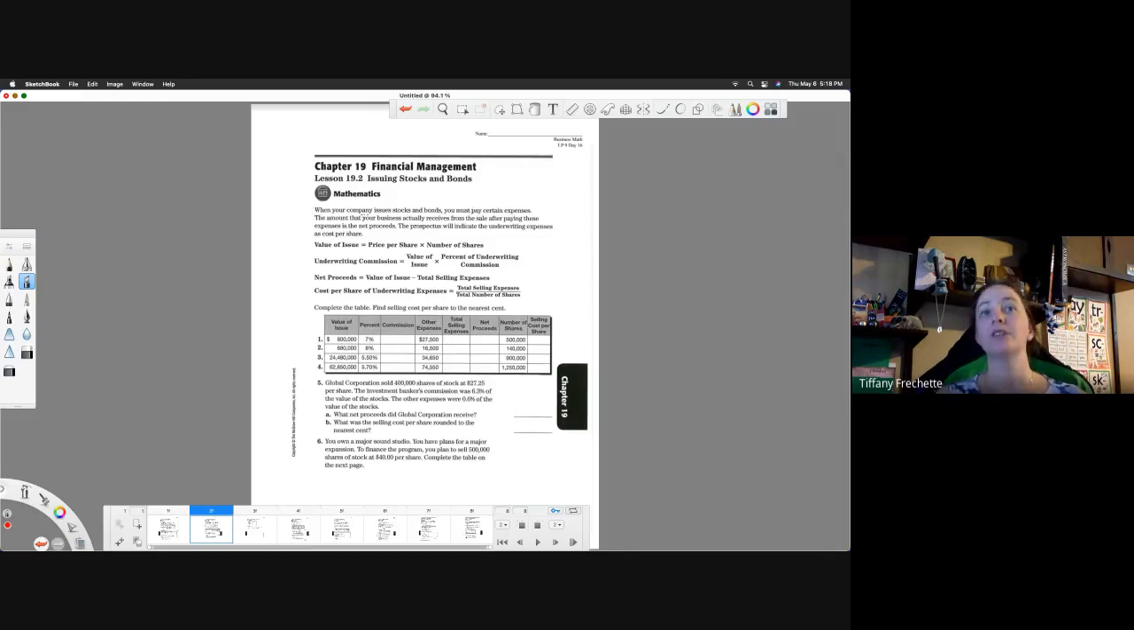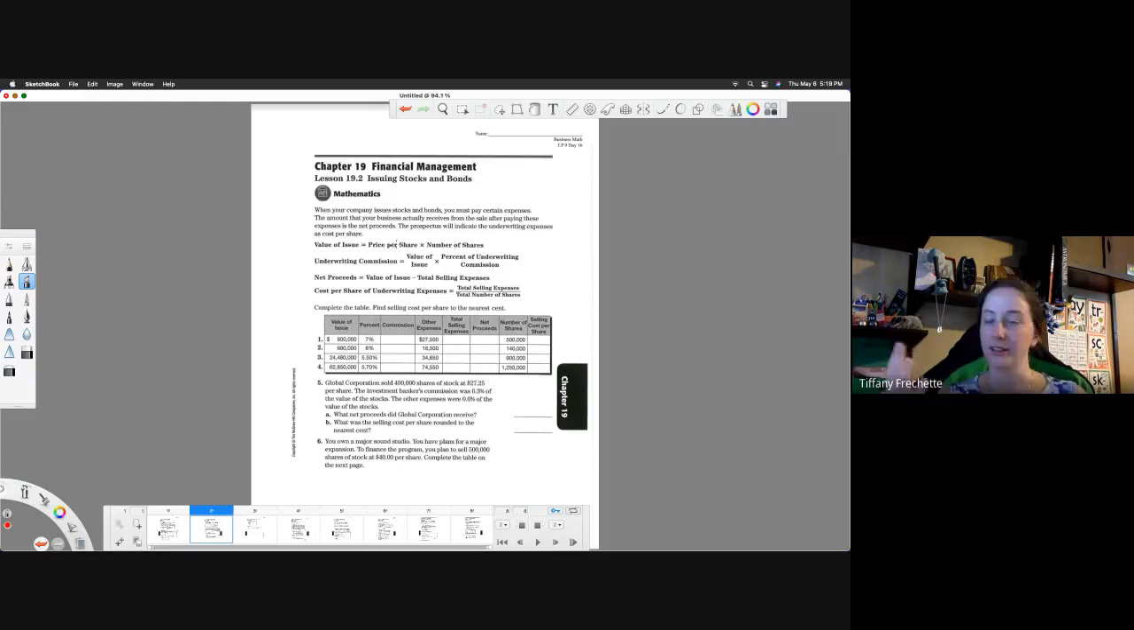All right, so when your company issues stocks and bonds, you must pay certain expenses. The amount your business actually receives from the sale after paying these expenses is the net proceeds. The prospectus will indicate the underwriting expenses as costs per share. So the value of the issue equals price per share times number of shares.